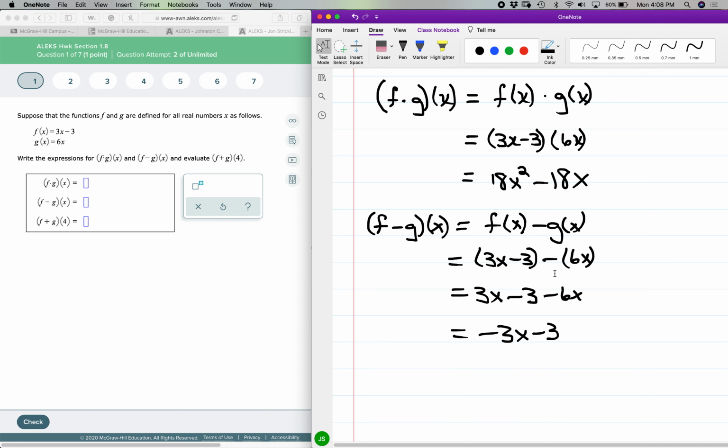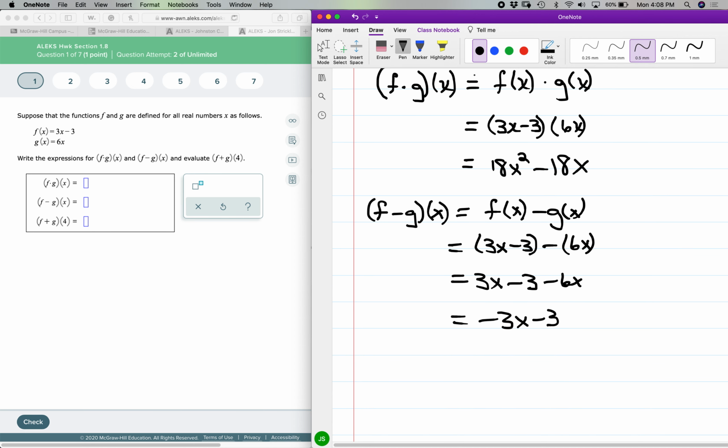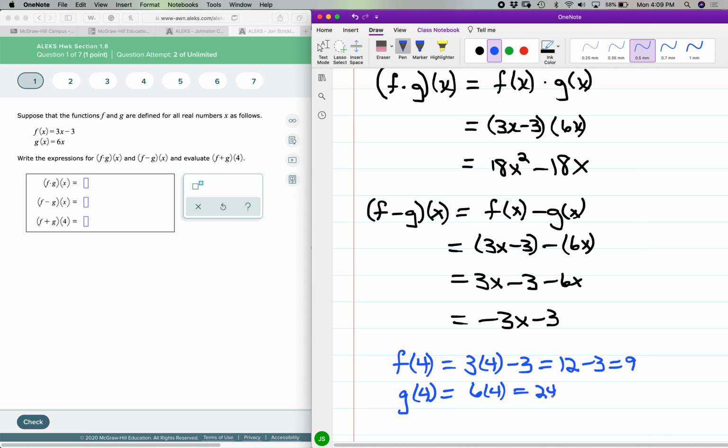And now, in the case of f plus g of 4, we can go ahead and determine the values of f of 4 and g of 4. Now, f of 4 will be 3 times 4 minus 3. 3 times 4 is 12, minus 3, which is 9. For g of 4, we have 6 times 4, which will be 24.